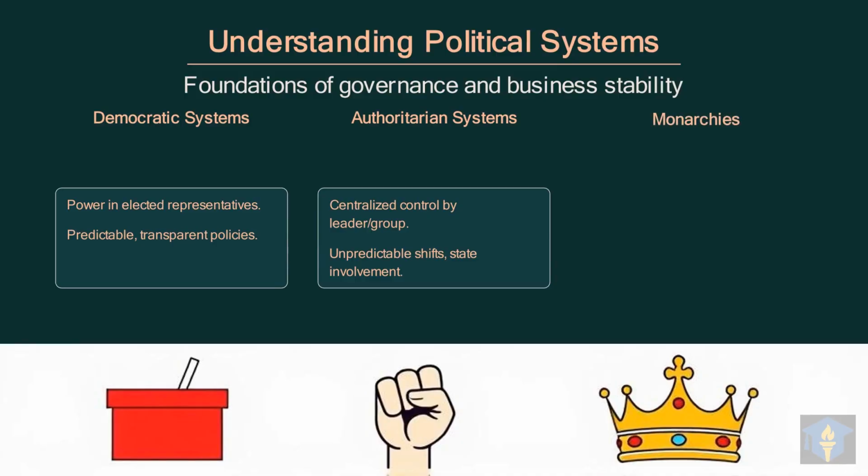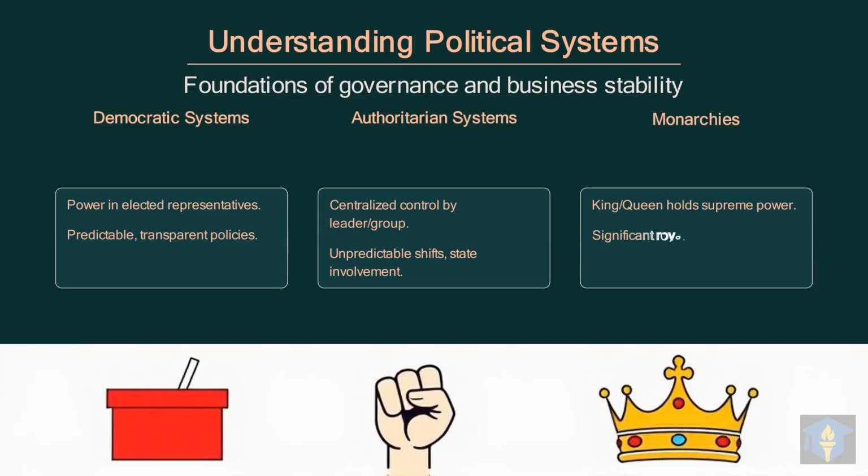Finally, we have monarchies, which represent another form of governance. In these systems, a king or queen typically holds supreme power over the nation. There's usually significant influence from the royal family in governance matters.